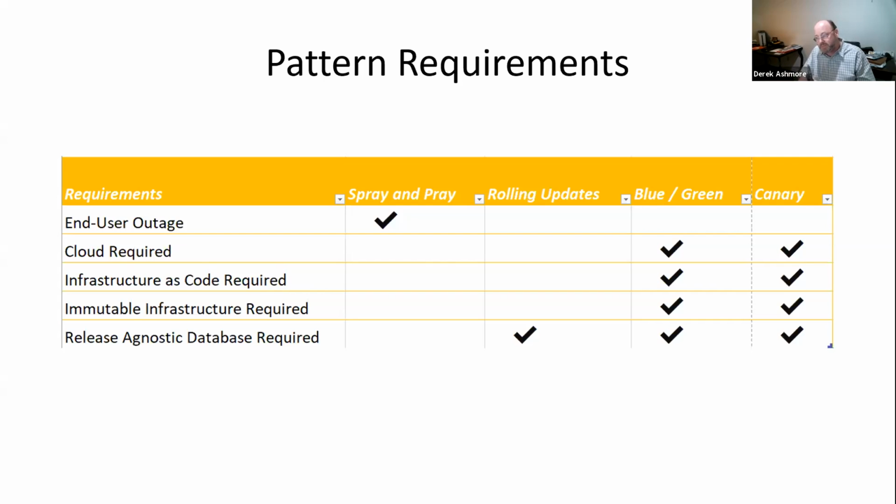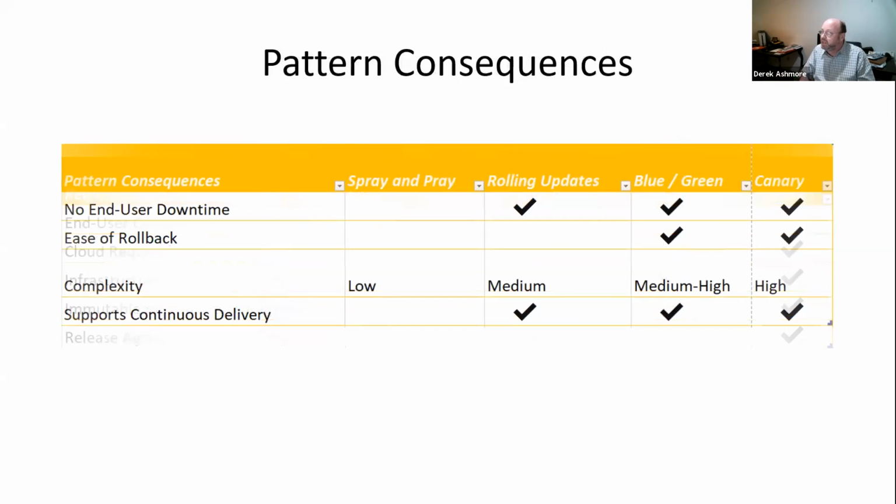And we didn't talk too much about this, but a lot of these patterns, besides spray and pray, require that you have a release agnostic database. That is, the blue side and the green side can talk to the same database and still function. And you can't always do that if you're going to do major database revs. It's a separate talk, but there are relational database patterns that somebody can use to actually grease the skids there and make your changes backward compatible. Consequences.